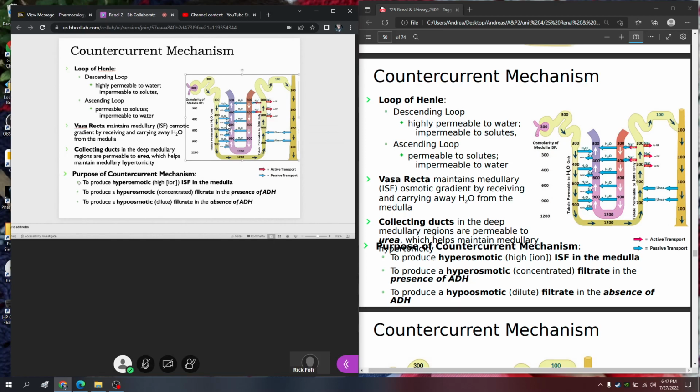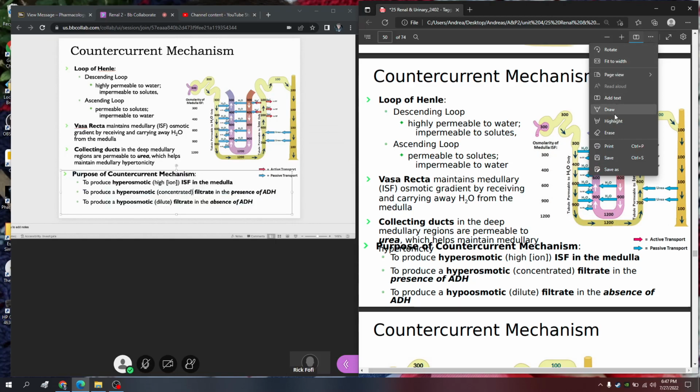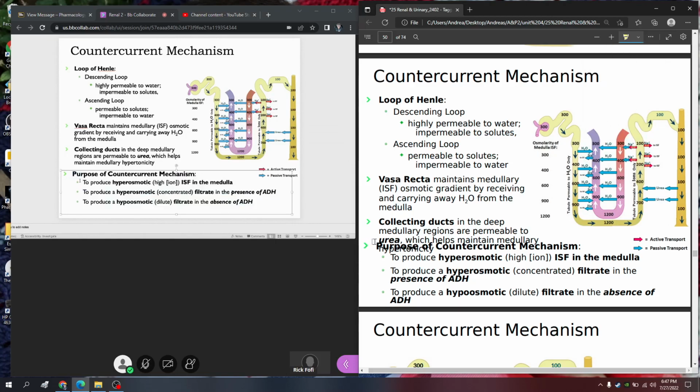You don't have to describe this illustration. Here is what will be on your test. Boom. The purpose of the whole countercurrent mechanism is to produce a hyperosmotic, meaning high concentration, interstitial fluid in the medulla, i.e. the 1,200. I want to keep that. The other purpose is to produce a hyperosmotic, concentrated filtrate in the presence of ADH. That'll make more sense in just a little bit.